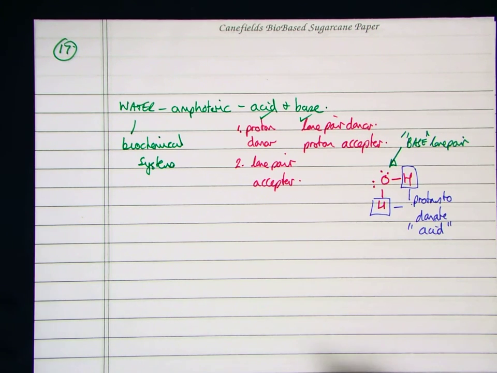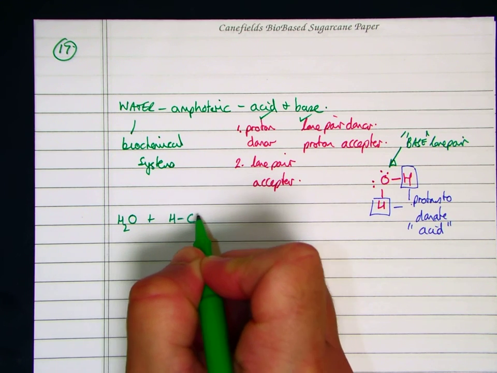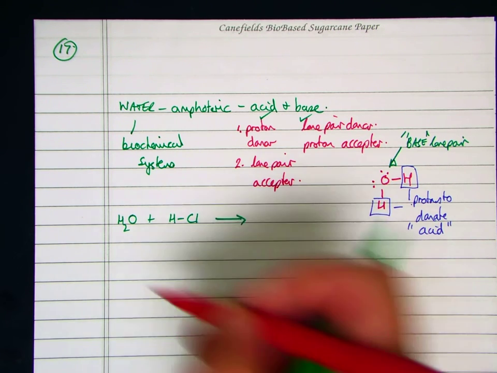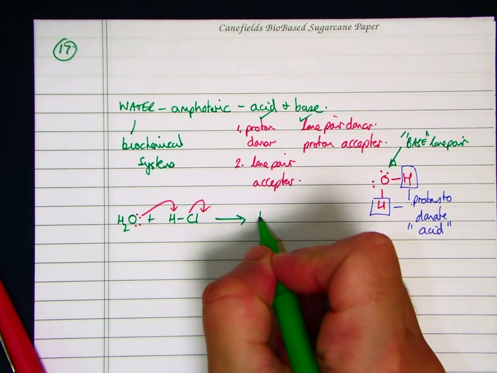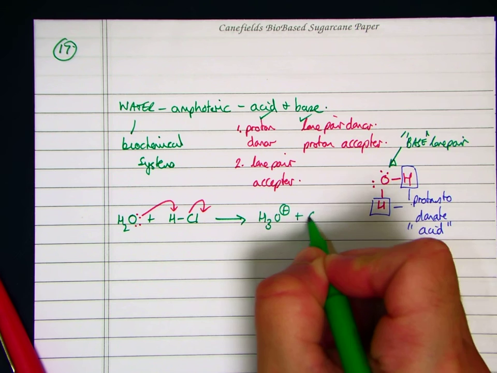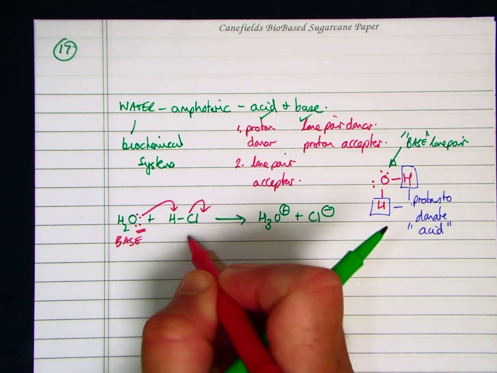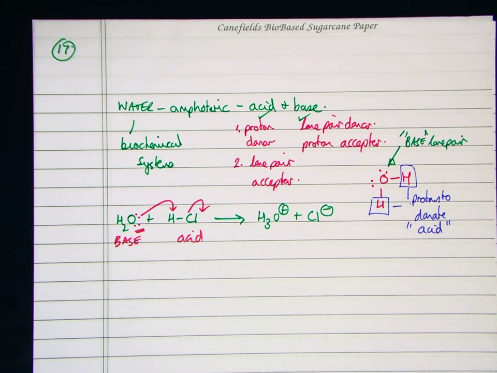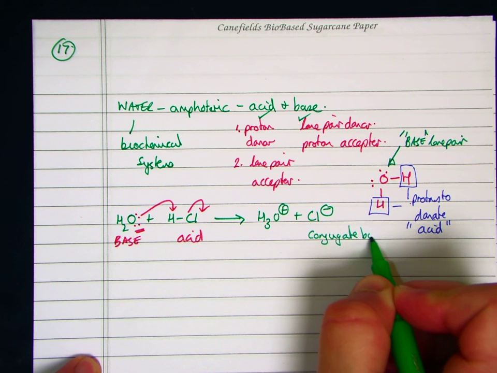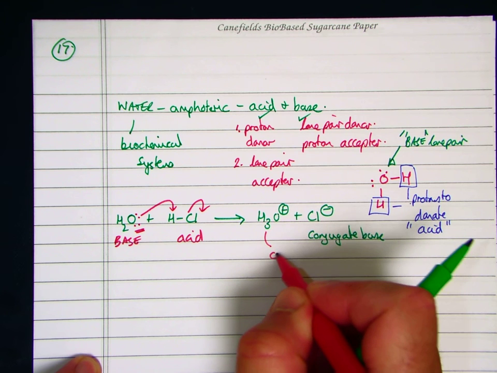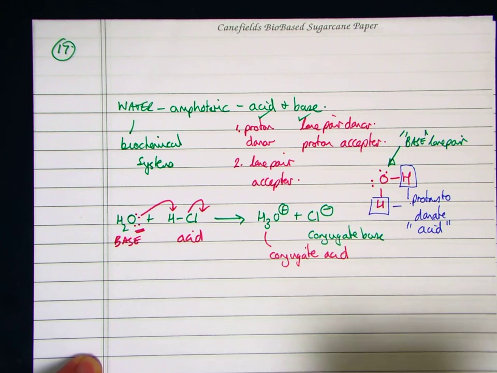And if we look at that from our perspective, here's our water. We're going to react it with HCl. The oxygen with its lone pairs of electrons is going to react with the acid like so to give us H3O+ Cl-. Here we see the lone pair of electrons being donated. Here it's acting as a base because it's reacting with an acid. And here we have our conjugate base, and the hydronium ion, which is our conjugate acid. Okay, that's our hydronium ion.